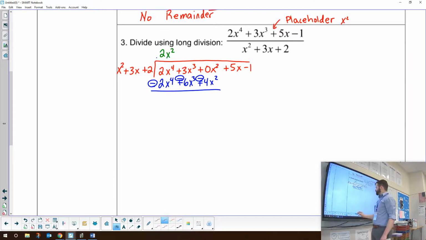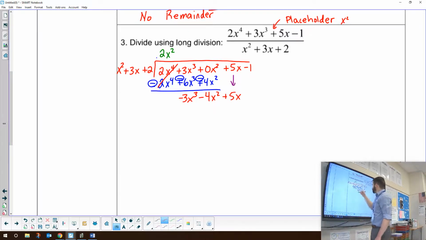Okay. 2x to the 4th minus 2x to the 4th, nothing. 3x to the 3rd minus 6x to the 3rd is going to be negative 3x to the 3rd. 0x squared minus 4x squared is going to be negative 4x squared. Now bring down your 5x, and we do it again.